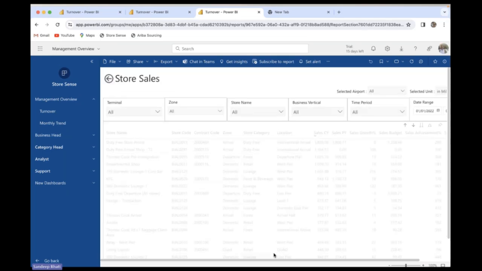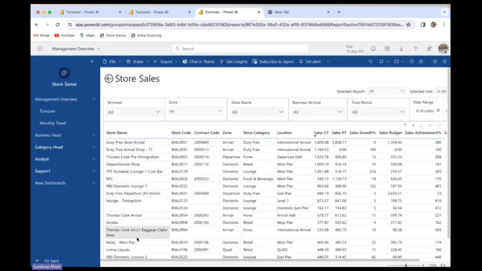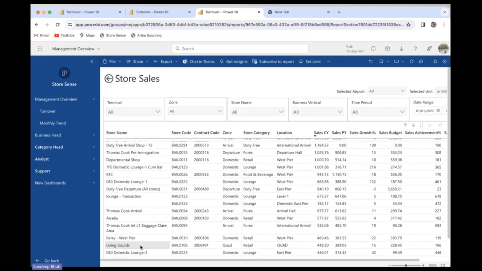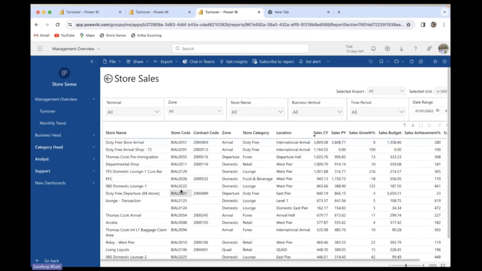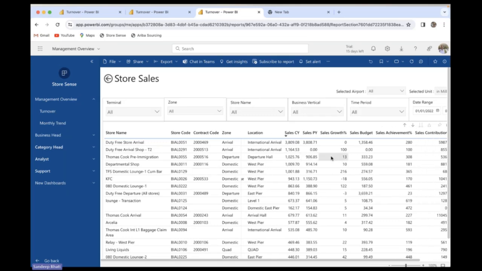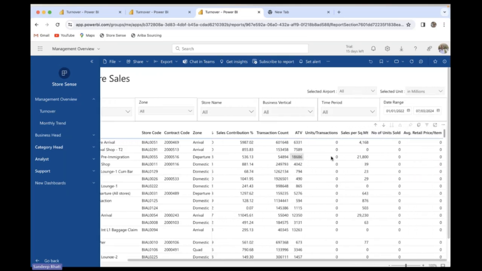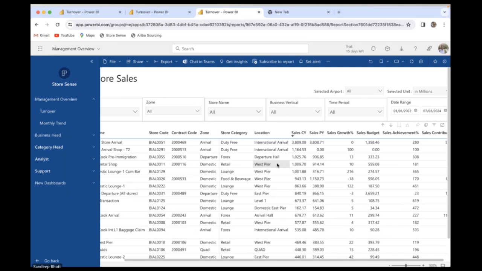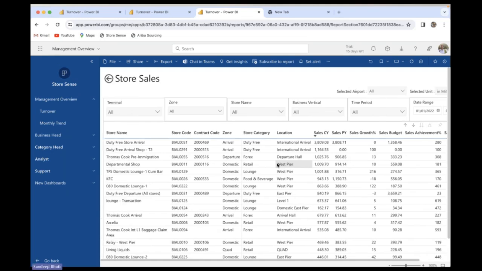Once I click on it, I can see all the store details in terms of how the stores are performing, along with their store code and the contract code. So these are the very detailed reports one can get. We can have this customized to various business verticals.